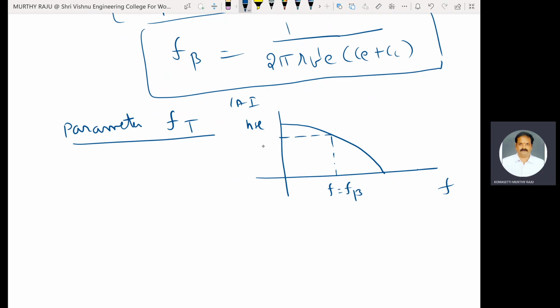At f equal to f beta, mod A drops by 1 by root 2 times that h of e. And one more parameter is the parameter fT. At f equal to fT, the mod A, the CE short circuit current gain value, is equal to 1.